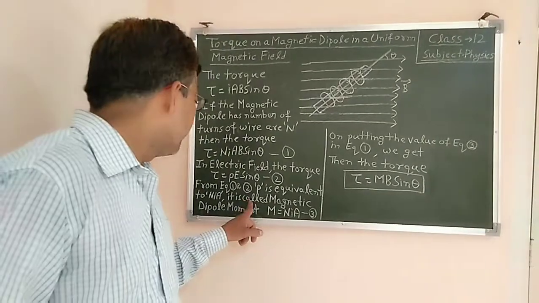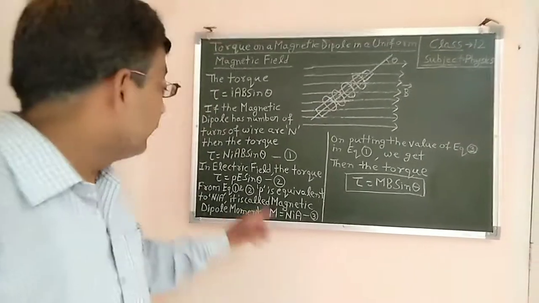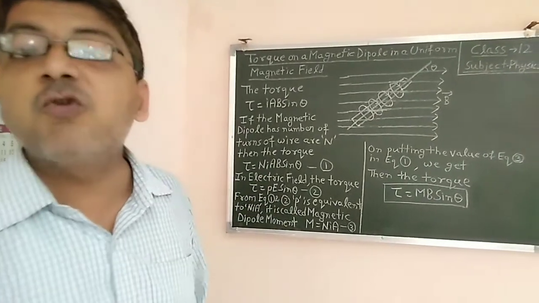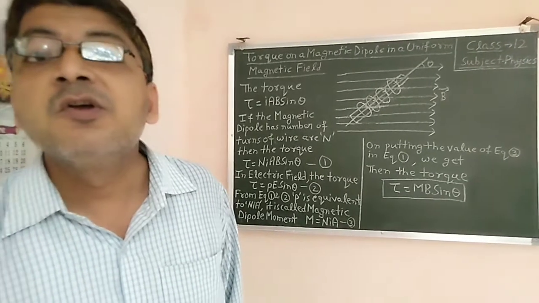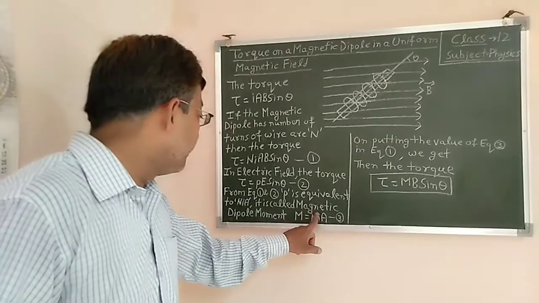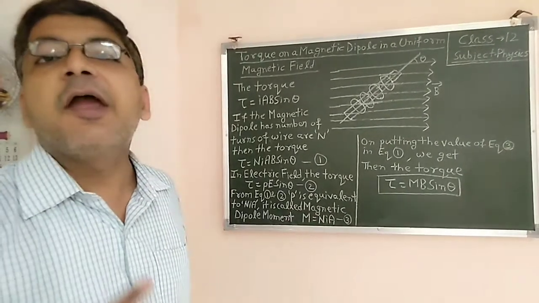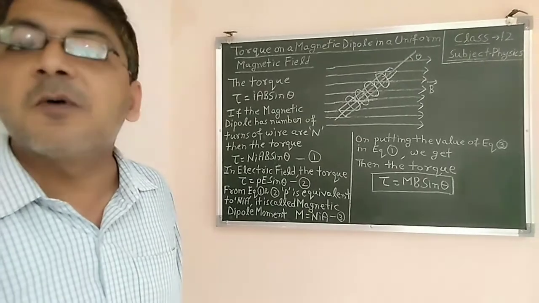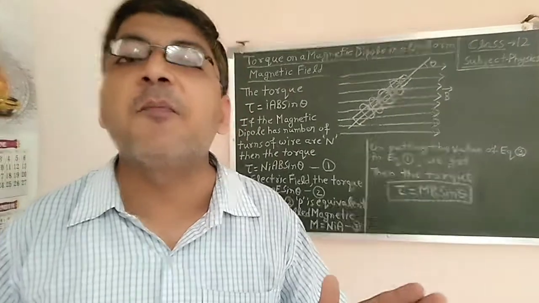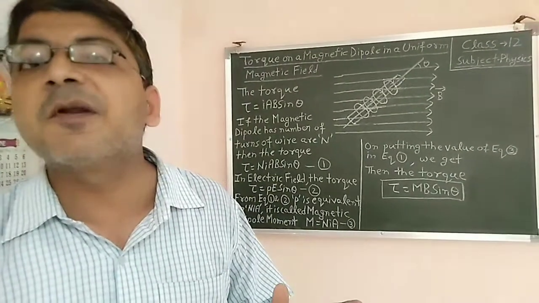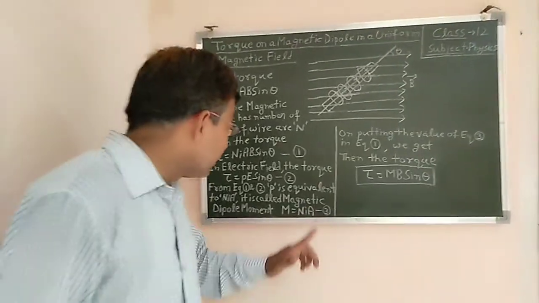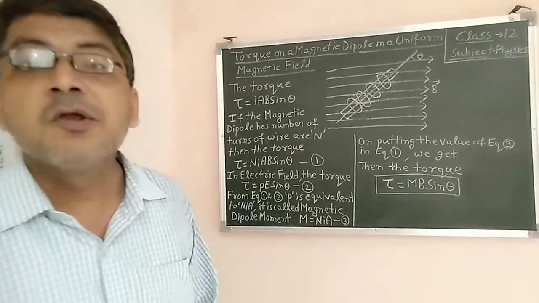But p is the electric dipole moment, and NIA belongs to magnetism. Therefore NIA is called the magnetic dipole moment and it is represented by M. This is equation number 3.